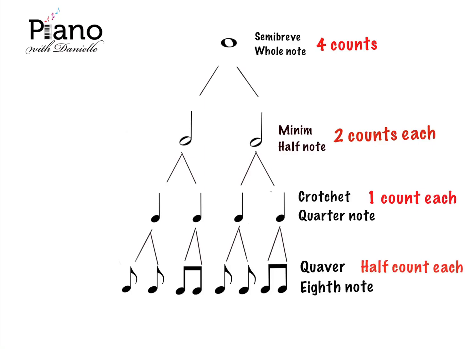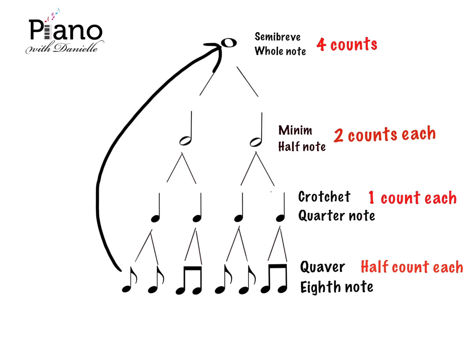Each one of these, whether it has a beam or a flag on its stem, is worth half a count each. If I add 2 together, like the ones that are beamed, I get a whole note, in other words, a crotchet. This is because if I have half an apple and you have half an apple, together we have a whole apple and therefore a whole count. You can see from the picture that each branch of the chain adds back to our semibreve at the top.